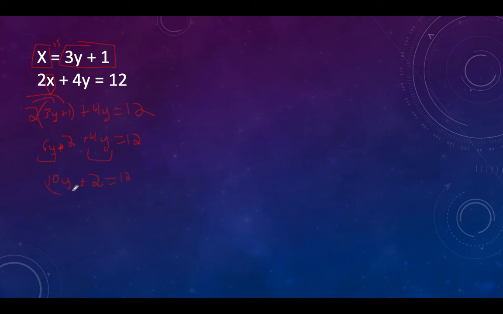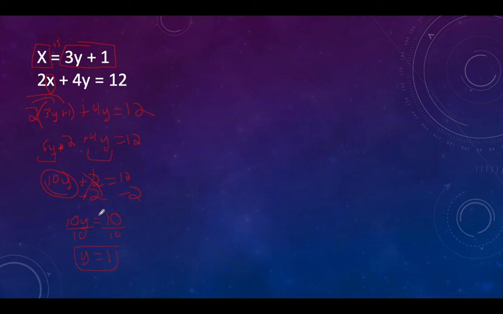Got to get this term by itself. So let's subtract 2 over. So you got 10y equals 10. Solve for y, you got to divide. You got y equals 1.